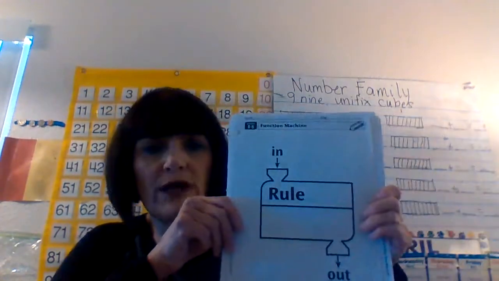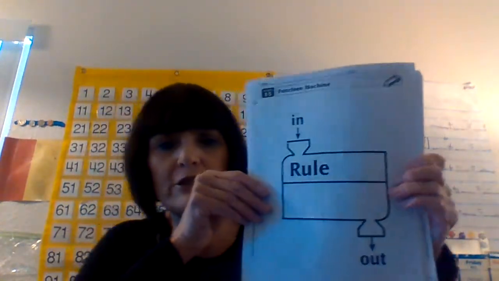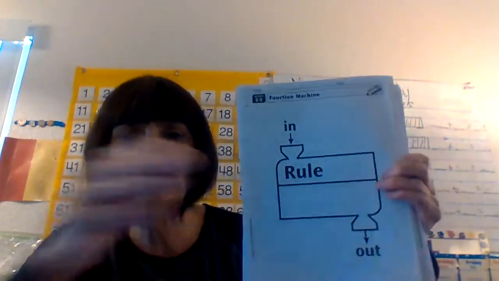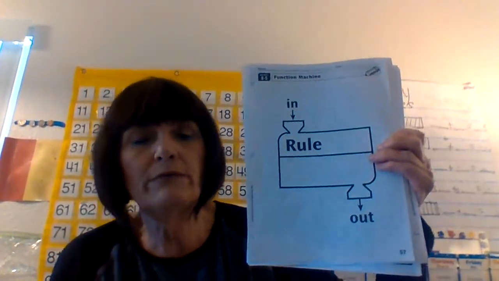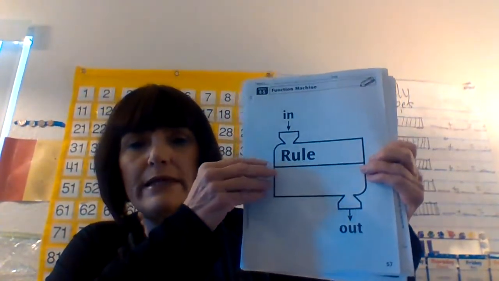To do some math. Let's do it. All right, you have papers. You have one paper that looks like this, a machine. This is a function machine paper. I have the function machine itself right here in my house, and we will be doing this the next meeting.